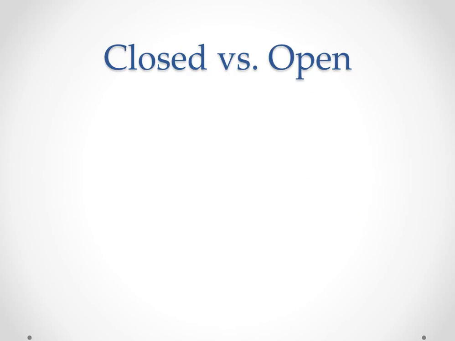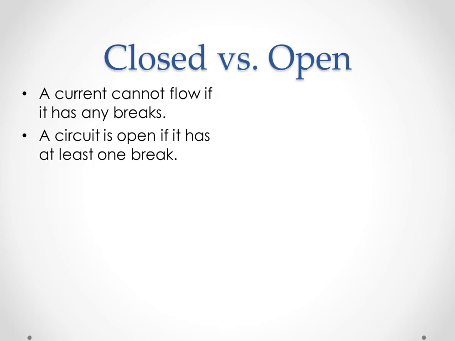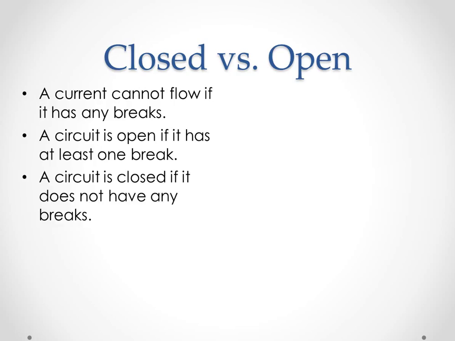What's the difference between a closed and an open circuit? Remember, a current cannot flow if it has any breaks. A circuit is open if it has at least one break. That break can be because one of the wires was cut, or because the switch is open instead of being closed. A circuit is closed if it doesn't have any breaks. That means it doesn't have any cuts in the wires, and the switch is closed as well.